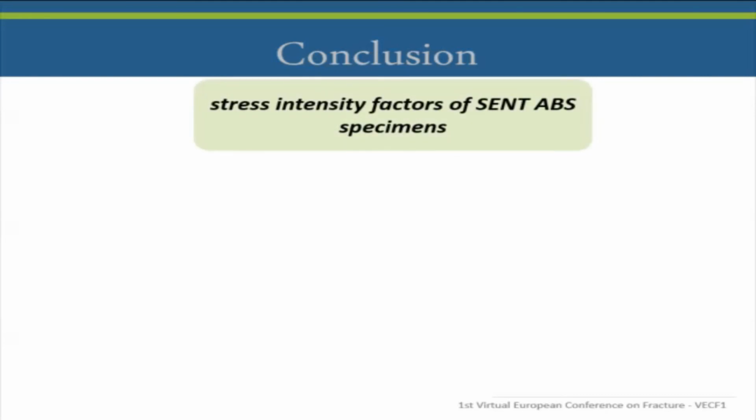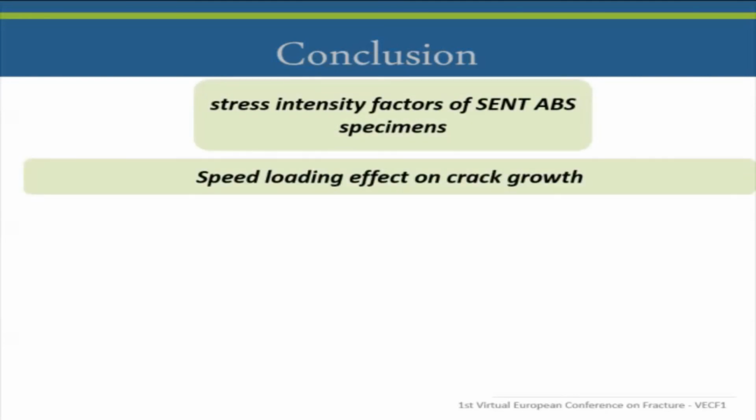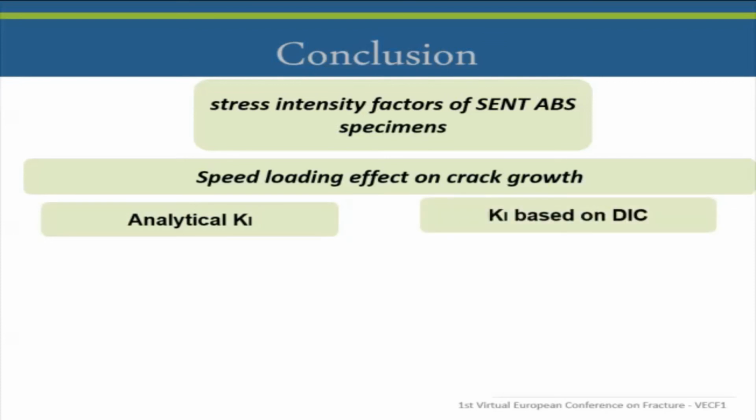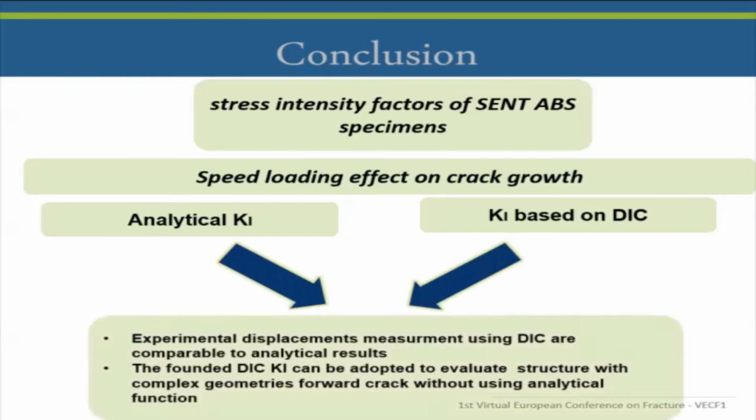In conclusion, we will summarize our results in two points. The first is to evaluate the effect of loading speed on crack growth. As we can see in the work, the ABS adopts either a ductile or fragile behavior. In the second part, we calculated the stress intensity factor using the analytical and DIC methods. We then validated digital image correlation as a method which can be very useful in complex geometries where the relationships for calculating the stress intensity factor are not available in the literature.